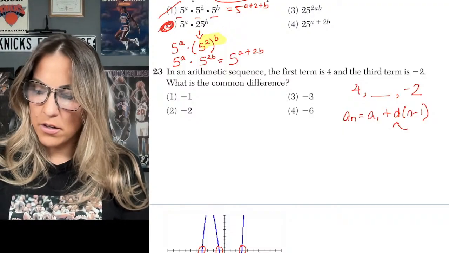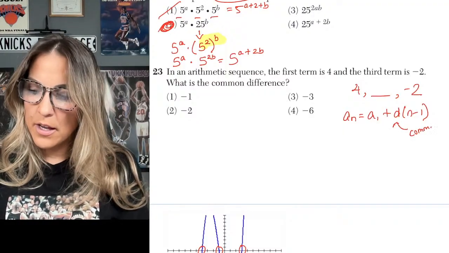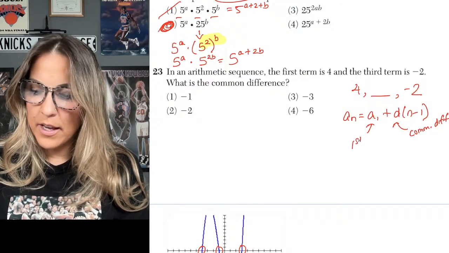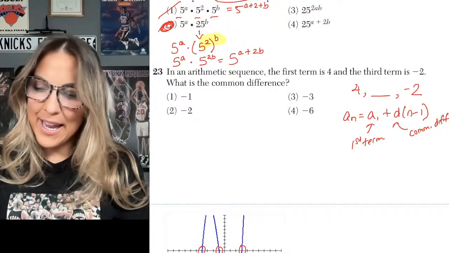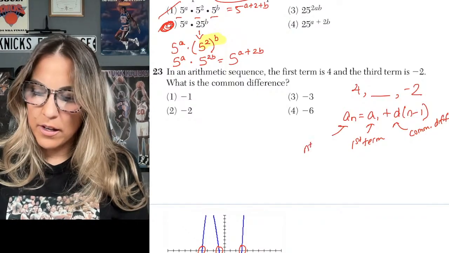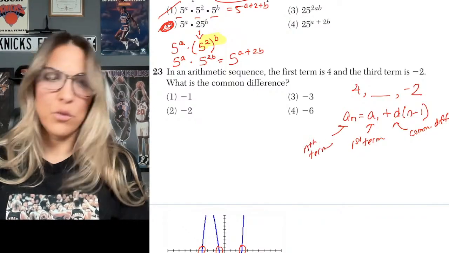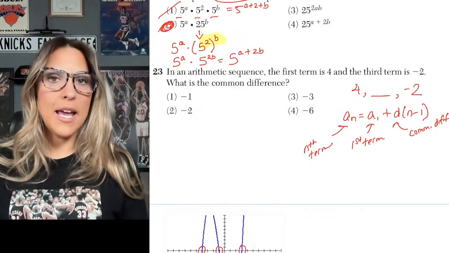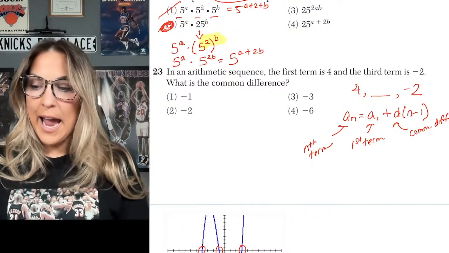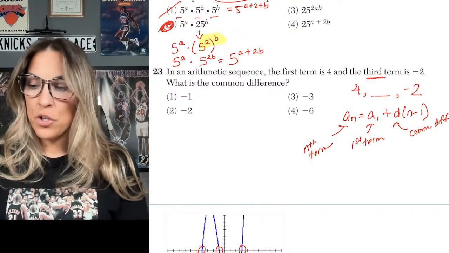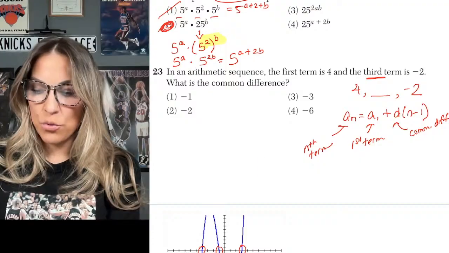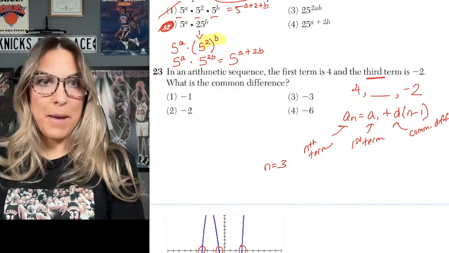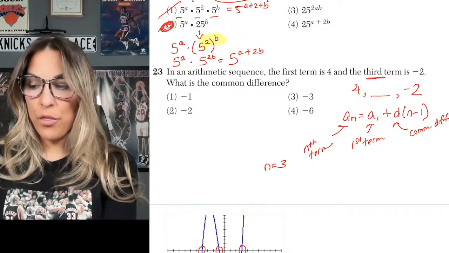So let me write this out for you guys. D is your common difference. A sub 1 is your first term. And a sub n is your nth term. So your first, second, third, whatever you're going to replace the n with, okay? In this case, they gave us the first and they gave us the third. So if I'm going to say that n is 3, because they gave us the third term, then a sub n needs to be the third term. The third term is negative 2.